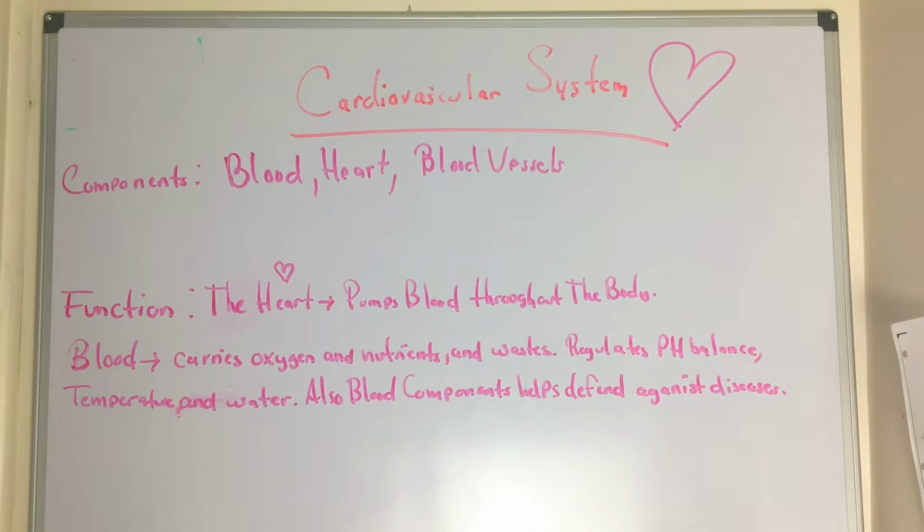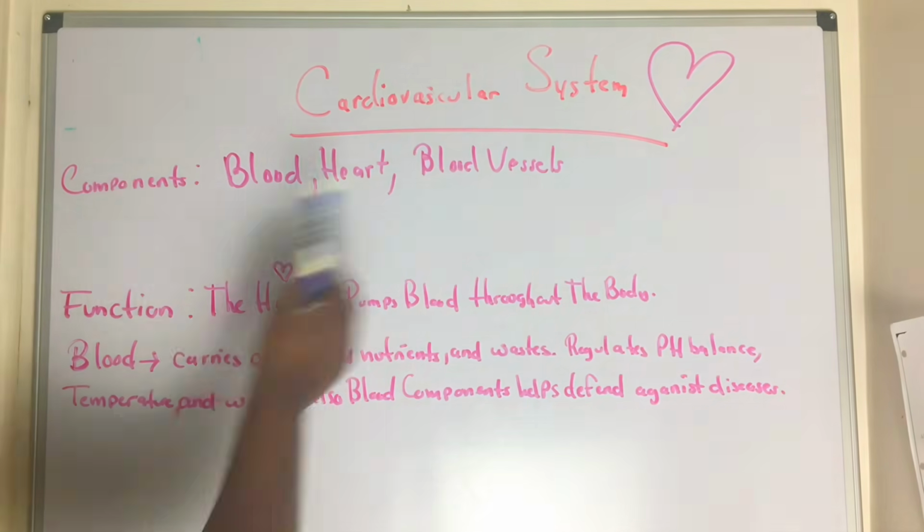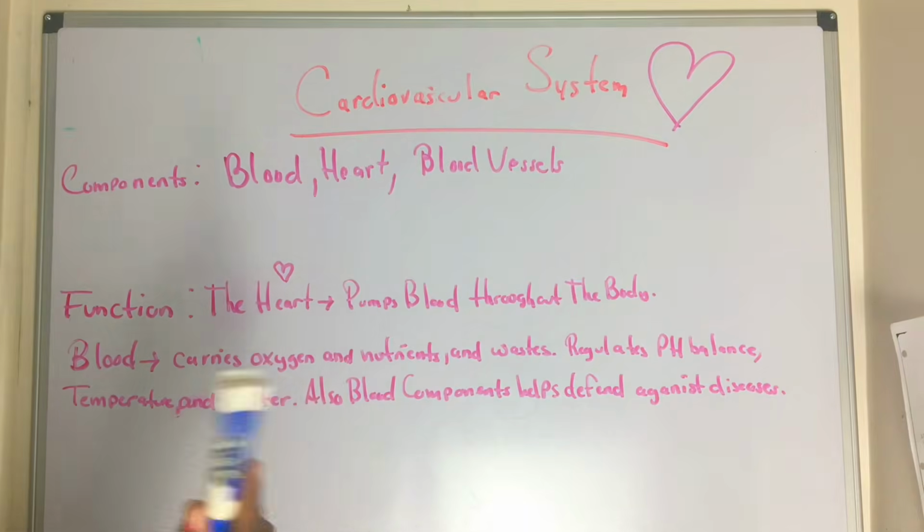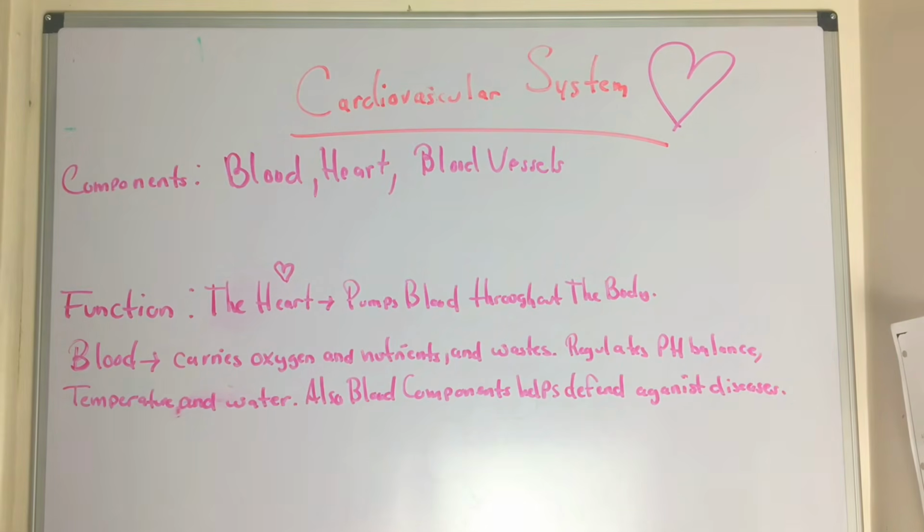Okay, cardiovascular system. The components are blood, the heart, and blood vessels like arteries and veins. Now the cardiovascular system has quite a few functions. Well, the heart is responsible for pumping blood throughout the body. It's a very important job. And then blood carries oxygen, nutrients, and waste. It also helps regulate pH balance, temperature, and also water. And blood components help defend against diseases. We all know them as white blood cells.